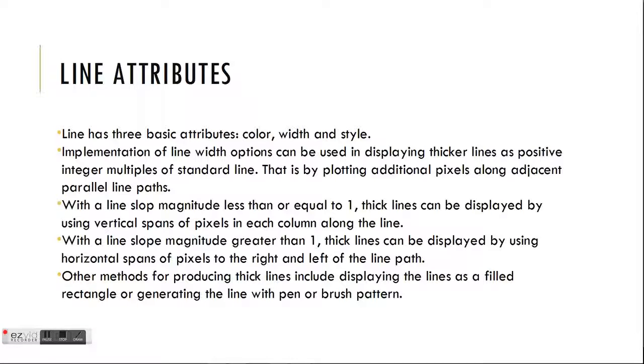As far as we have seen the color attribute of all the components, now we will be moving on to the thickness or the width of the line. Displaying thick lines can be done using any of these mechanisms: plotting additional pixels along adjacent parallel line paths, using vertical spans of pixels in each column along the line, using horizontal spans of pixels to the right and left of the line path, or by fill rectangle or paint brush patterns.